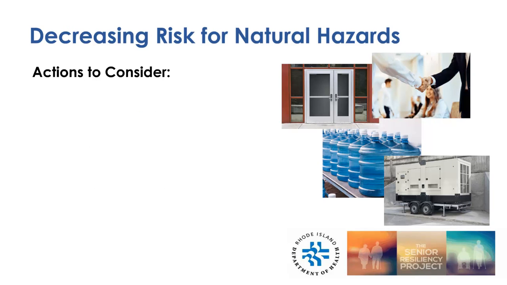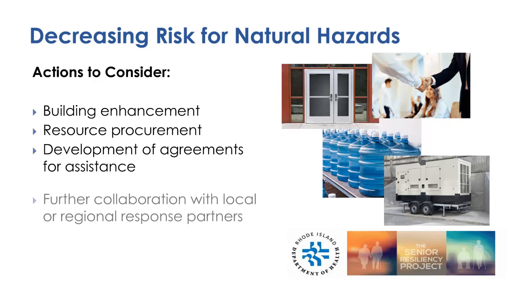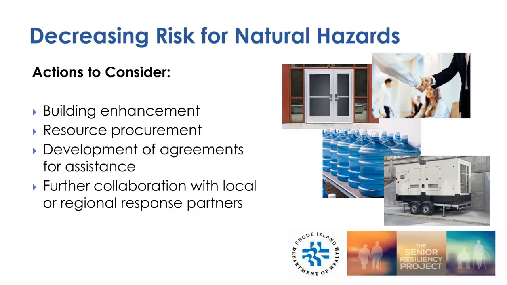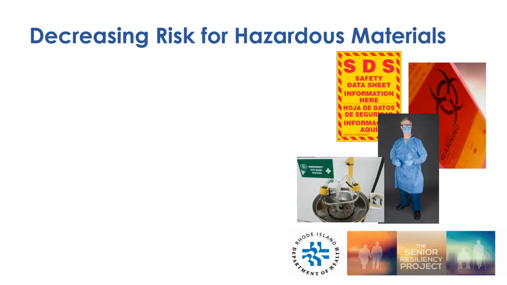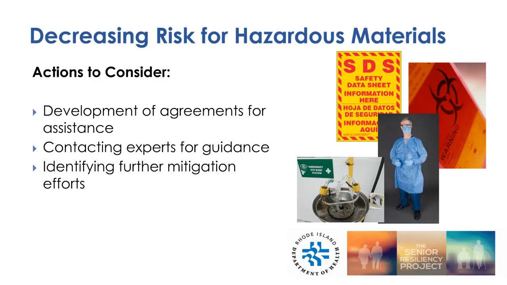To decrease risk for natural hazards, in addition to policy updates, increased planning, staff training, drills, and partnerships, also consider building enhancement, resource procurement, development of agreements for assistance, and further collaboration with local and regional response partners. When considering decreasing risks for hazardous materials events, actions to consider include development of agreements for assistance, contacting experts for guidance, and identifying further mitigation efforts such as safety enhancements, training needs, and resource procurement.